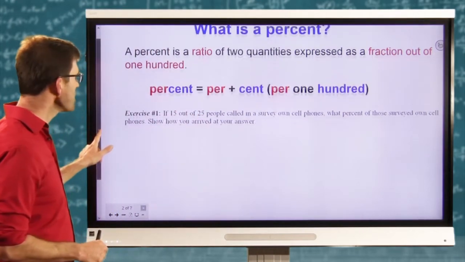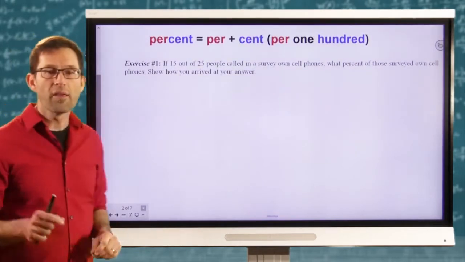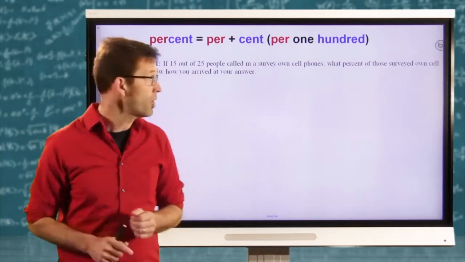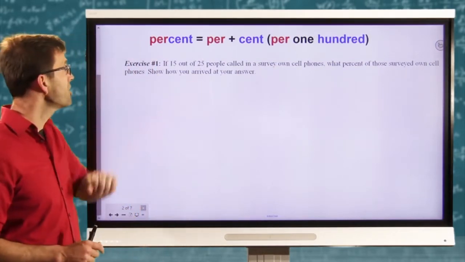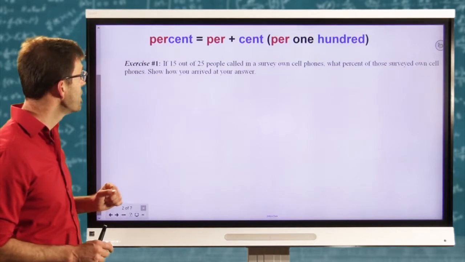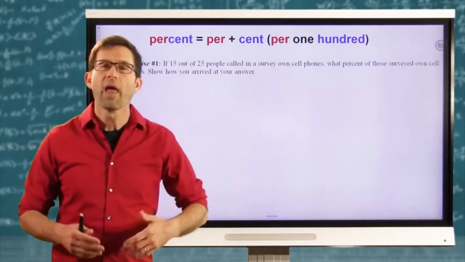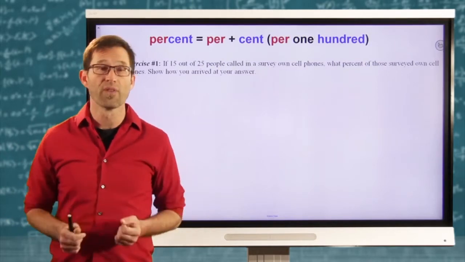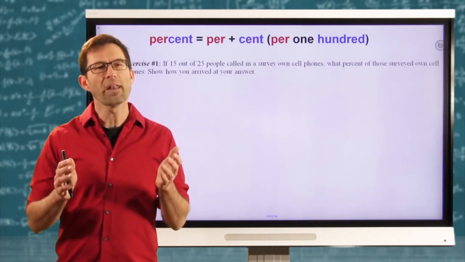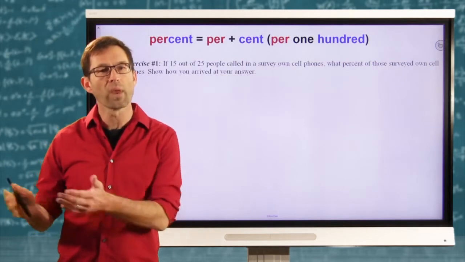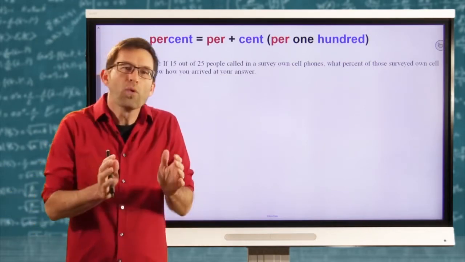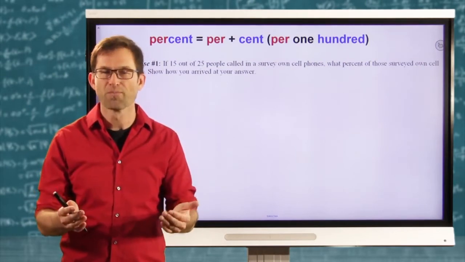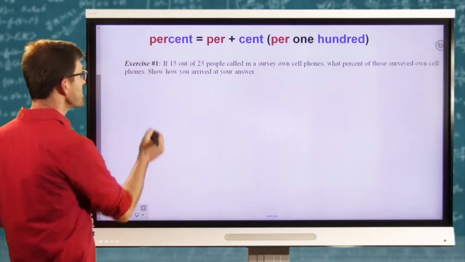Okay, in exercise number 1, we're told if 15 out of 25 people called in a survey own cell phones, then what percent of those surveyed own cell phones? Show how you arrived at your answer. And the idea here is, okay, we've got 25 people and 15 of them own cell phones. But if instead of 25 people, we had 100 people, then what would be the number of people that own cell phones if it's the same ratio? All right? And what we're really trying to do is exactly that.